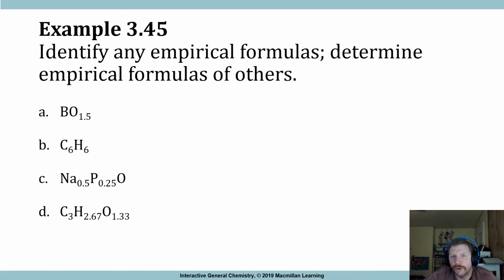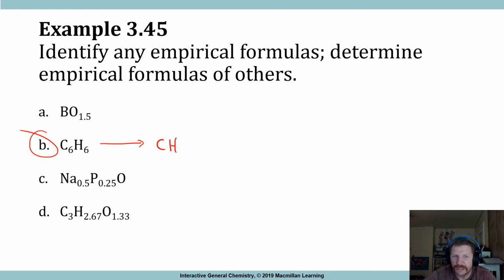Identify any empirical formulas and determine the empirical formulas of the others. So for this, what we're looking for is, do any of these have whole numbers, and are those whole numbers something that we can reduce down further? So let's go ahead and tackle B. B shows us that carbon and hydrogen are in a 6 to 6 ratio, which is the same as a 1 to 1 ratio. So our empirical formula is CH.